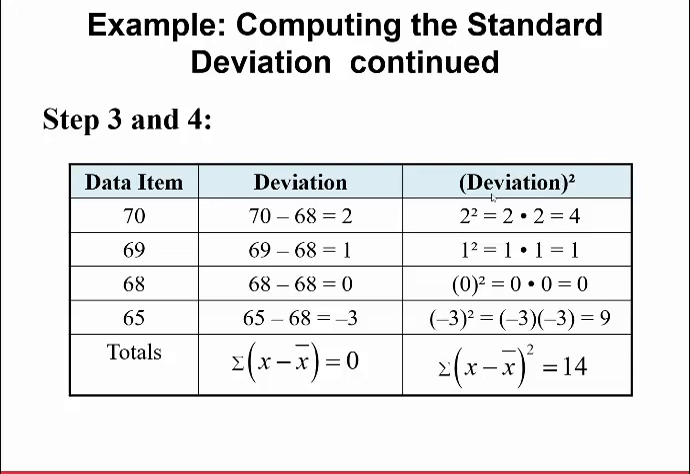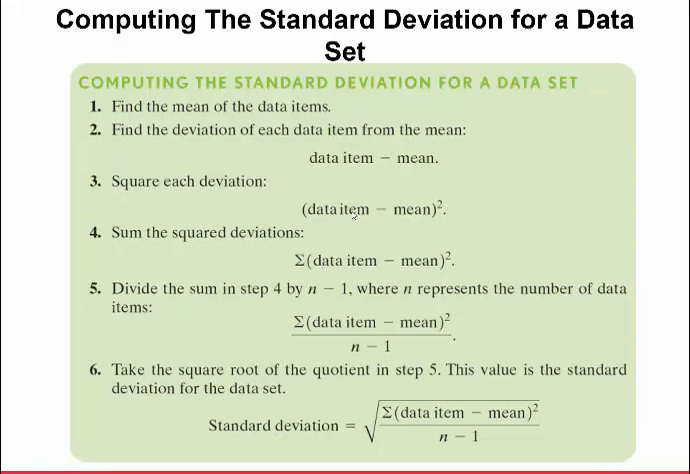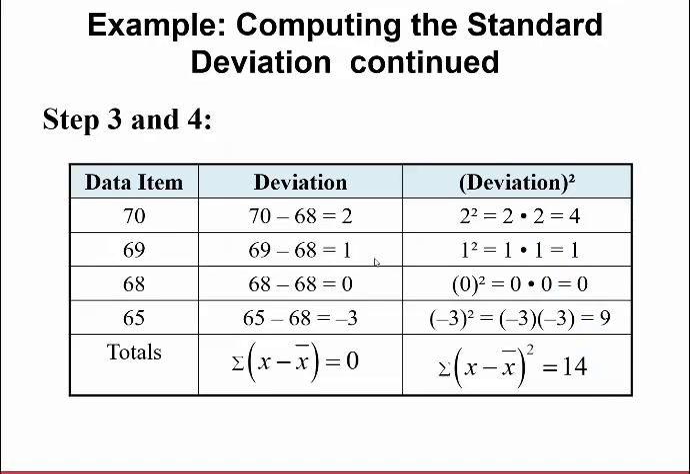All right, so step 3. The deviation of 2, square it, you get 4. Deviation of 1, square it, you get 1. 0 squared is 0. Now when you square minus 3, minus 3 times minus 3 gets you 9. So after you do that in step 3, we've squared each data value. Step 4 is you sum the data item minus the mean squared that you just found. So you take these values, the 4, the 1, the 0, and the 9, and you sum them up and you get 14.